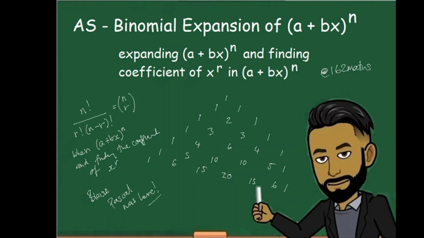So in this next video regarding binomial expansion, I'm going to show you how we can expand (a + bx)^n when n is a positive integer and find the coefficient of x^r in (a + bx)^n. In my previous video, the constant inside the bracket was always 1. In this video I'm going to show you what we need to do when the constant is not 1 in our bracket.